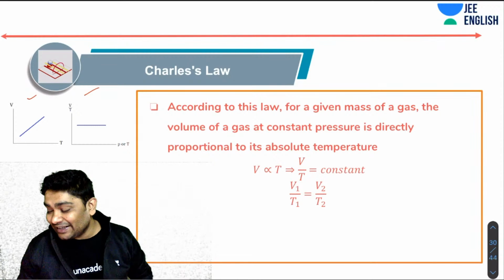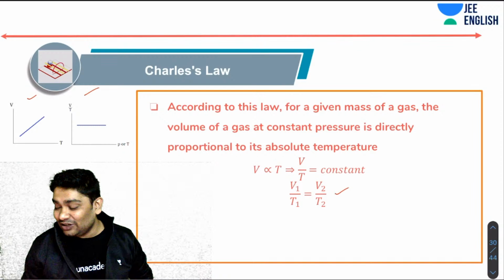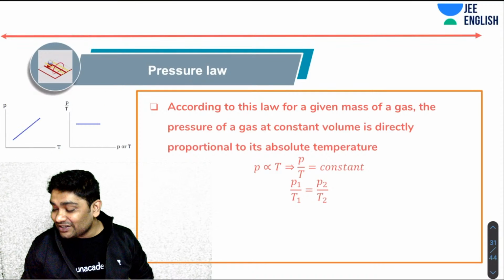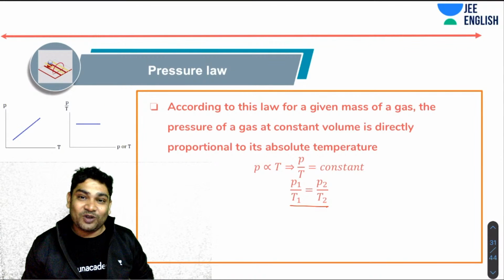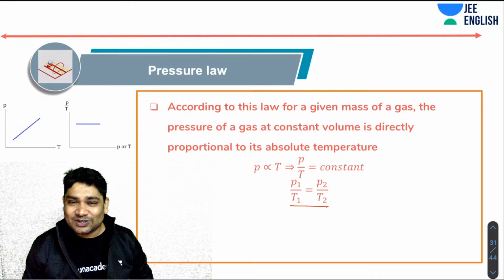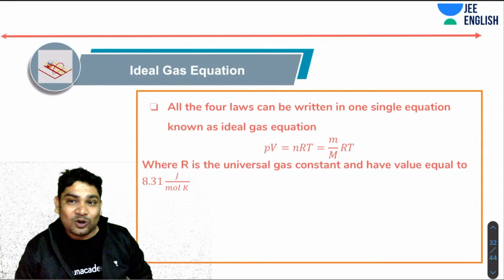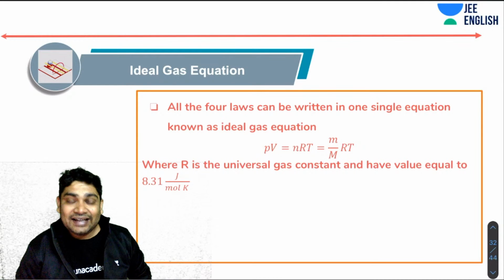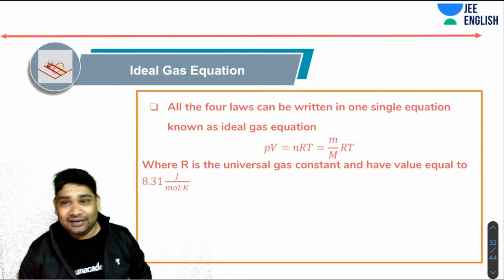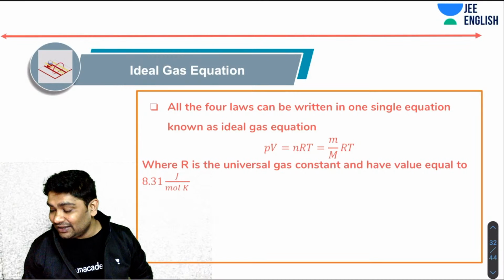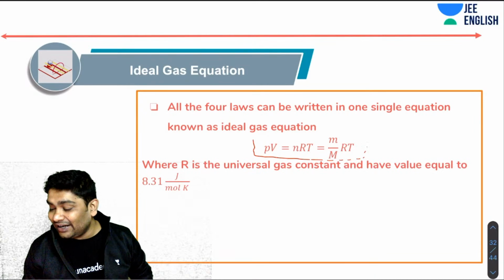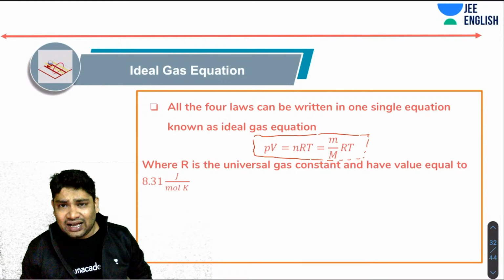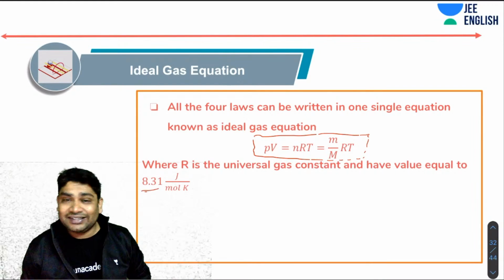All right, so this is the equation of Charles' law. This is the equation of Boyle's law. And then, of course, you have the pressure law. This is the equation of the pressure law. At constant volume, P is directly proportional to T and so on. Okay, then finally, if you combine all these laws, then you know that P into V is directly proportional to N times T, and you have this equation which can be written like this and like this. Okay, this is called the ideal gas equation, where R is the universal gas constant and has an SI unit value of 8.31.